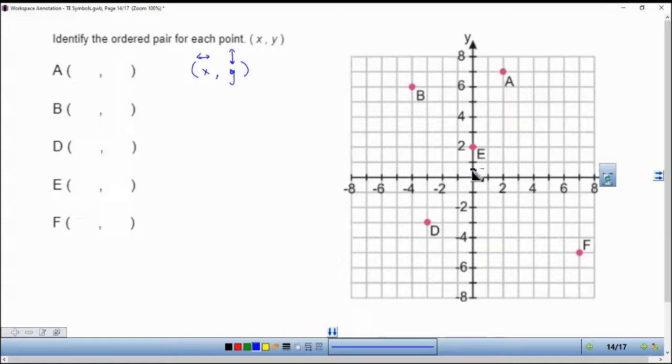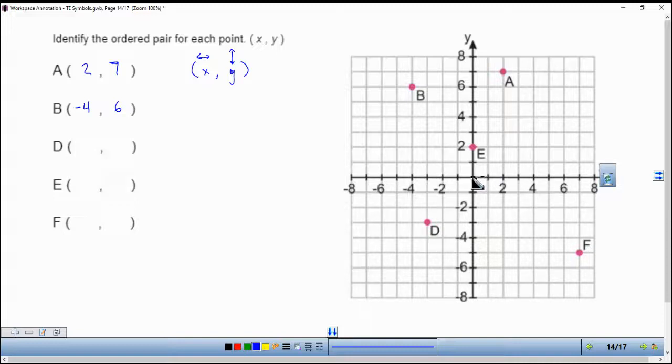So point A, if we start at the origin, side to side, we go to 2. So our first number is 2. And then we go up to 7. So A is at 2, 7. Over 2, up 7. B, start at the origin, 0, 0. Over to -4, side to side to -4, up to 6. So its ordered pair would be -4, 6.